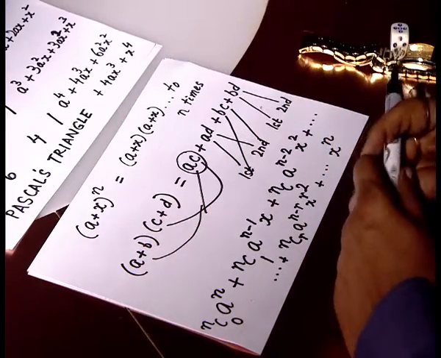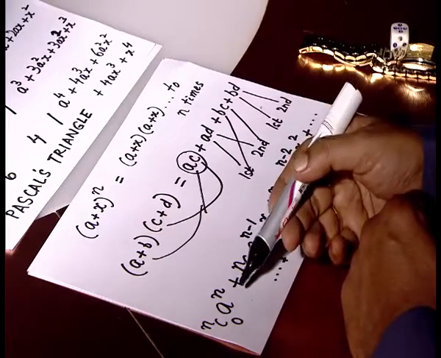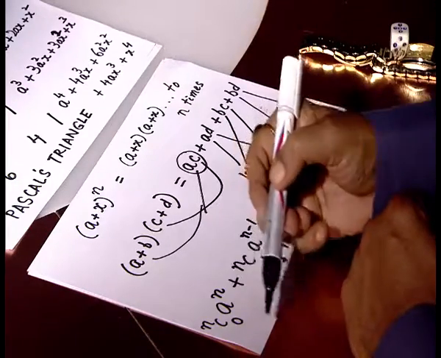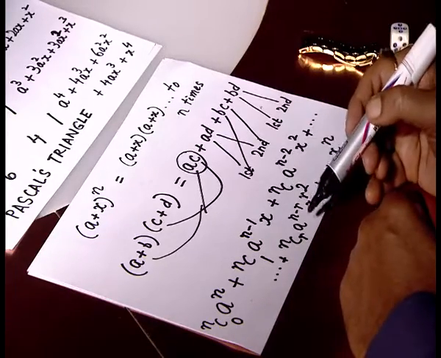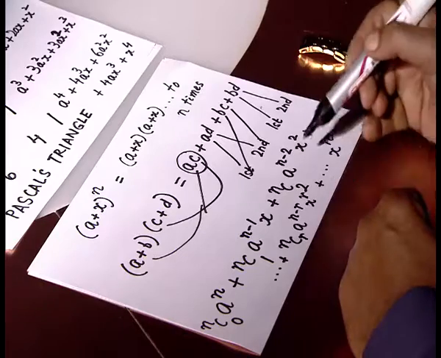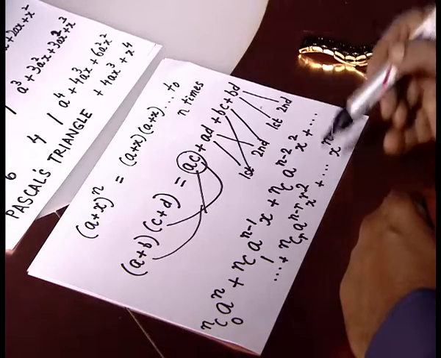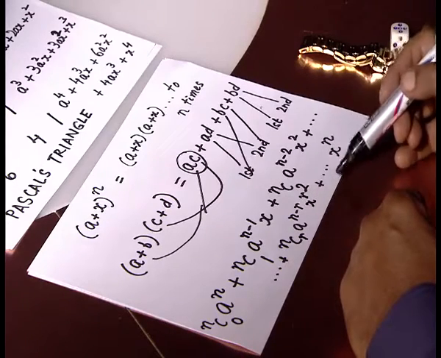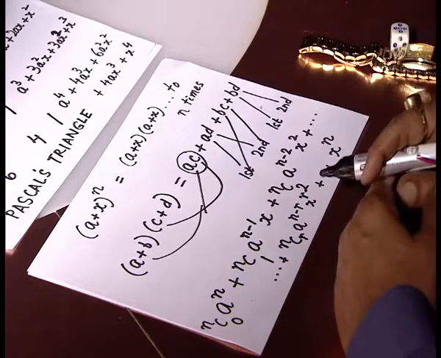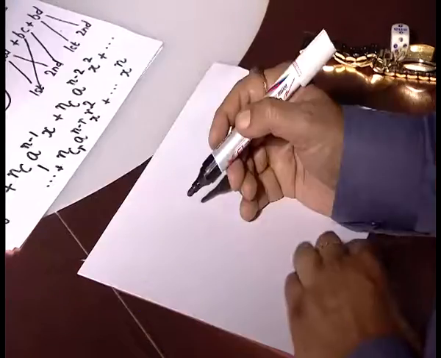(a plus x) whole to the power of n is equal to a to the power of n. I am not writing nC0 because it is 1. Plus nC1 a to the power of n minus 1 x plus nC2 a to the power of n minus 2 x square, the general term being nCr a to the power of n minus r x to the power of r, up to x to the power of n.